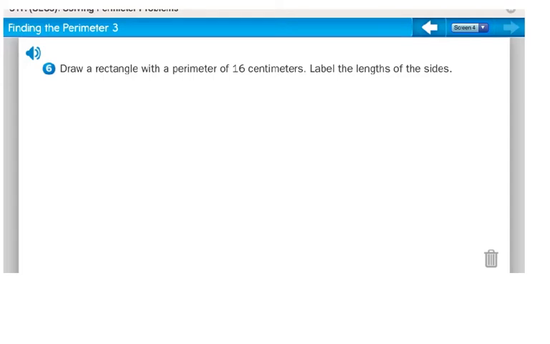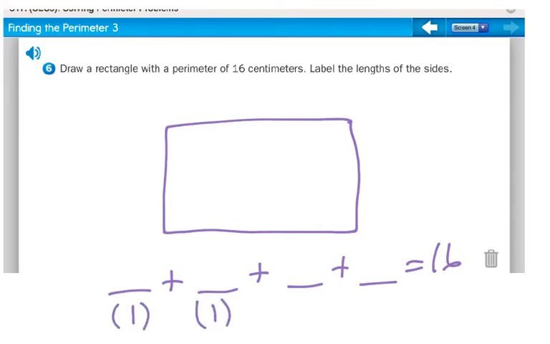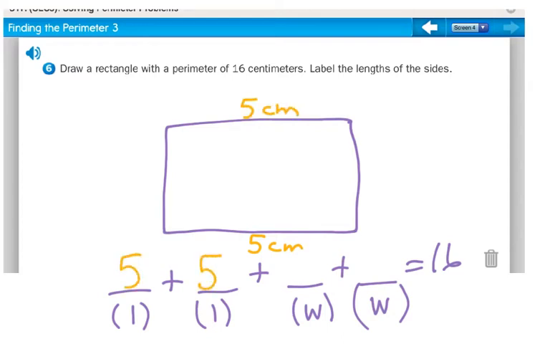And lastly, number 6. Draw a rectangle with a perimeter of 16 centimeters. Label the length of the sides. Well, we know it's a rectangle and not a square. We know that 4 numbers added together have to equal 16. This would be the length, the width, and the width. So let's go ahead and put a number on the side. Let's imagine that the length is 5 centimeters. Then the other length must be 5 centimeters. So 5 plus 5 is 10.